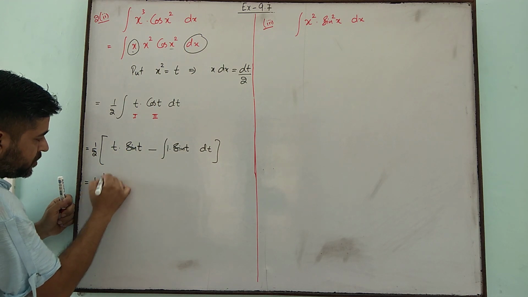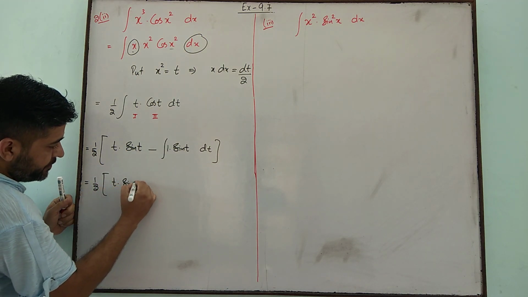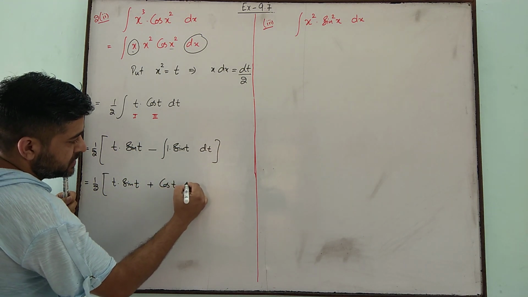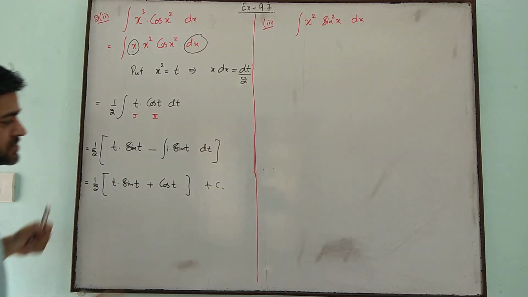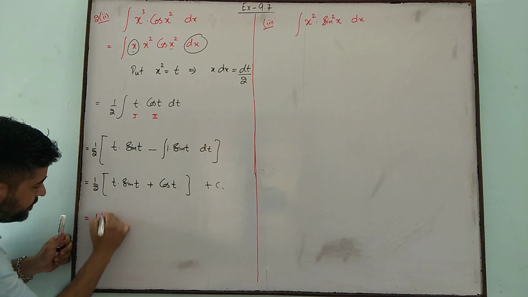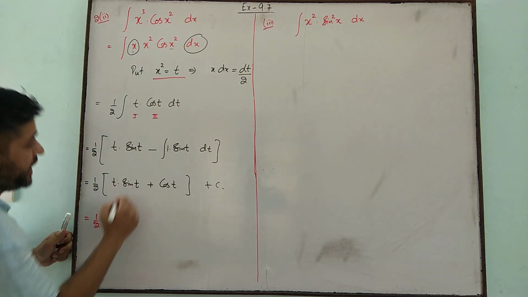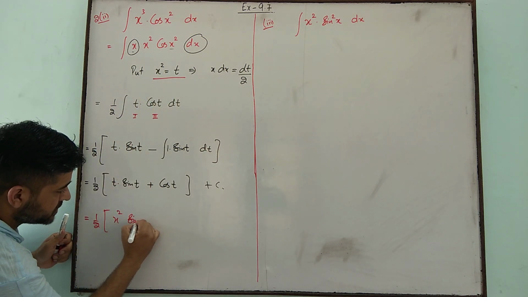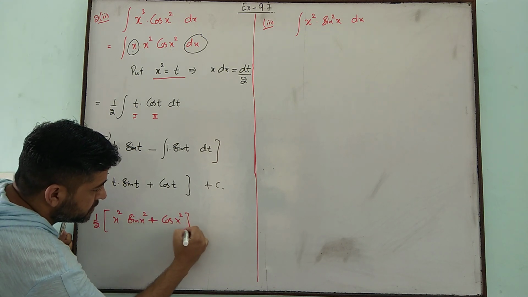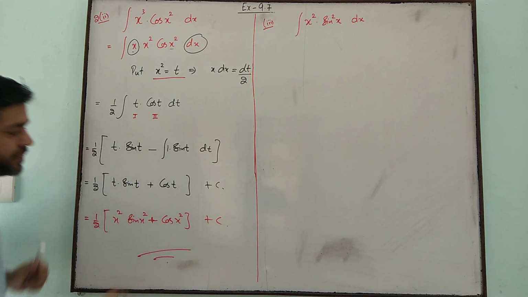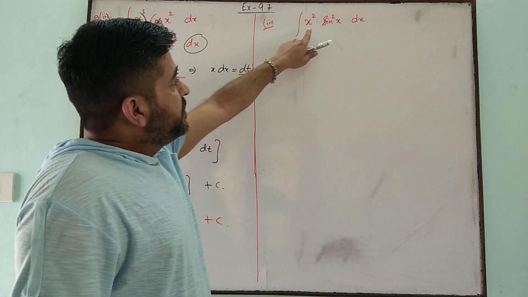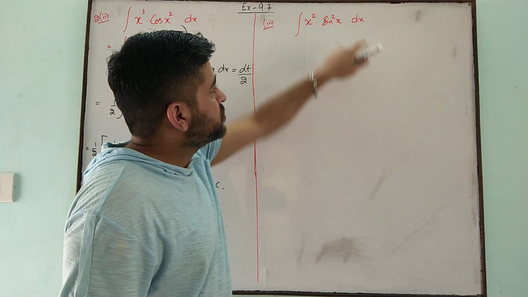So it is 1 upon 2 t sin t, and for sin t minus cos t, so minus minus plus c, that is, the integrations are over. Just substitute the value of t here. T is your x square, so x square into sin x square plus cos x square plus c, right? Then we have x square into sin square x.